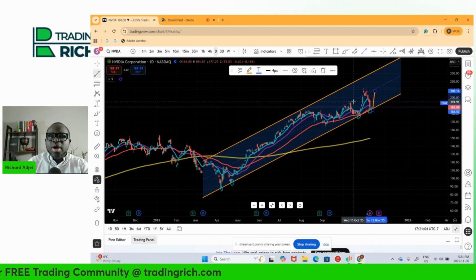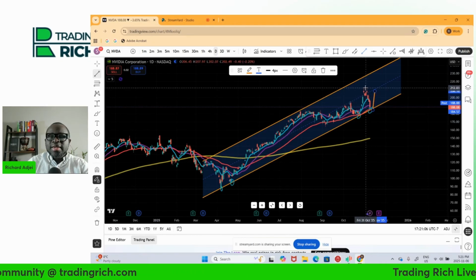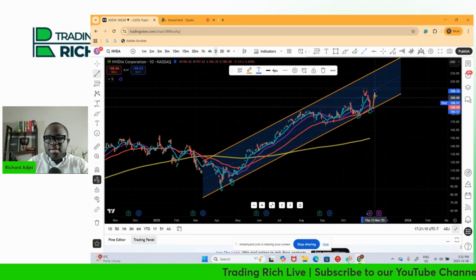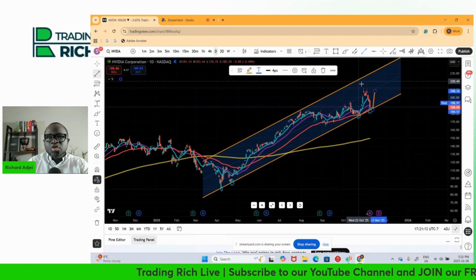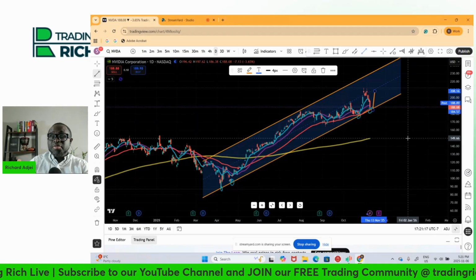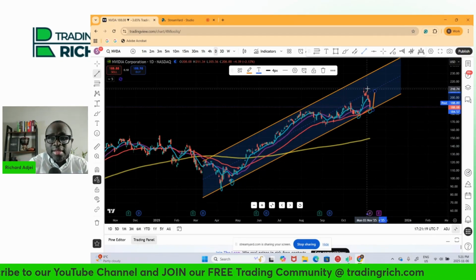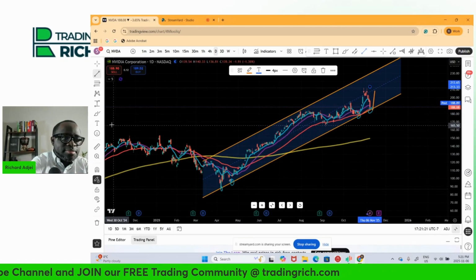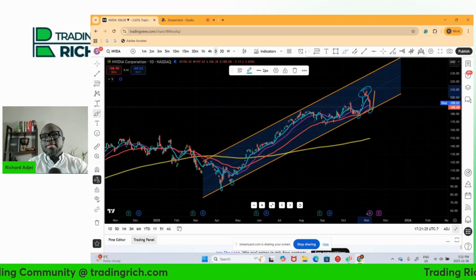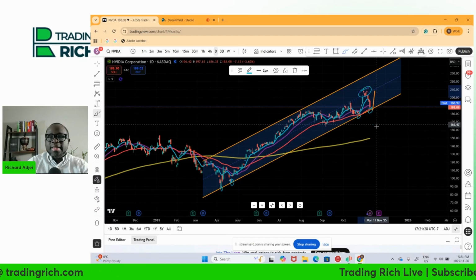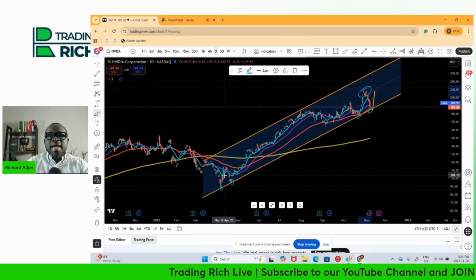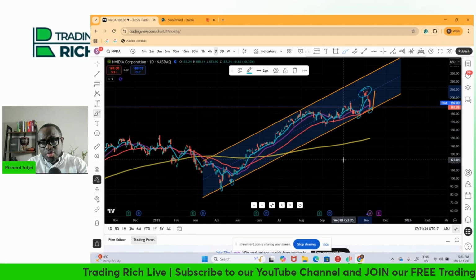So here, where did NVIDIA top out? It was at the 50% range of the parallel. You see these dashed lines here, that is the 50% range. Typically stocks and ETFs respect the 50% level. So over here, if you check it out, this is the 50% level, right? That's why it put in that double top, and then what did it do? It sold.